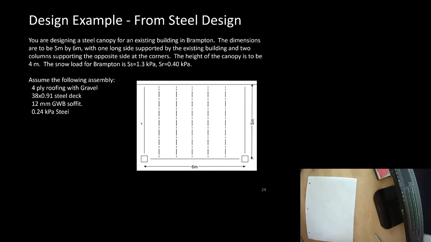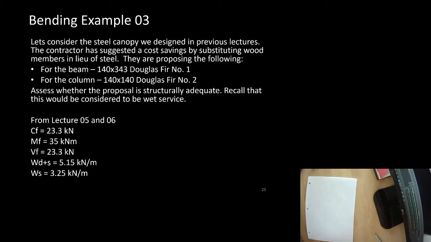Okay, so we had all of this information given to us for the steel design 3 weeks ago, 4 weeks if you count spring break. But in the beginning of our steel example, when we did the column calculation, we figured out what Cf, Mf, and Vf was, and we figured out what the line load for dead and snow and snow by itself was on that beam.